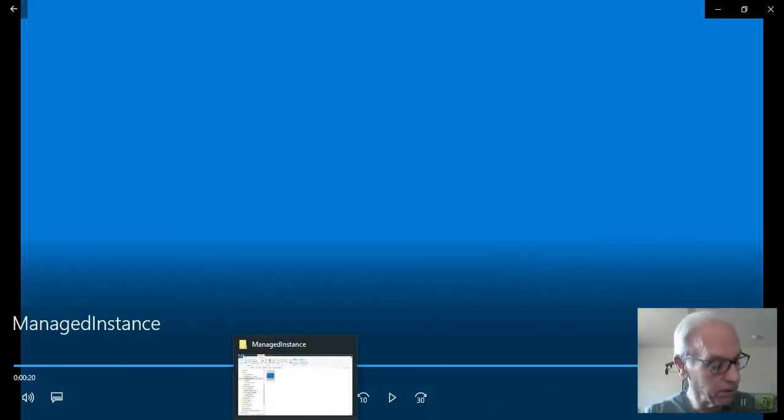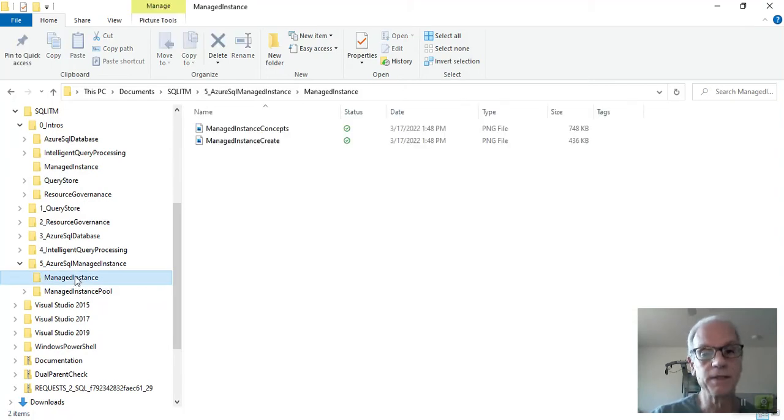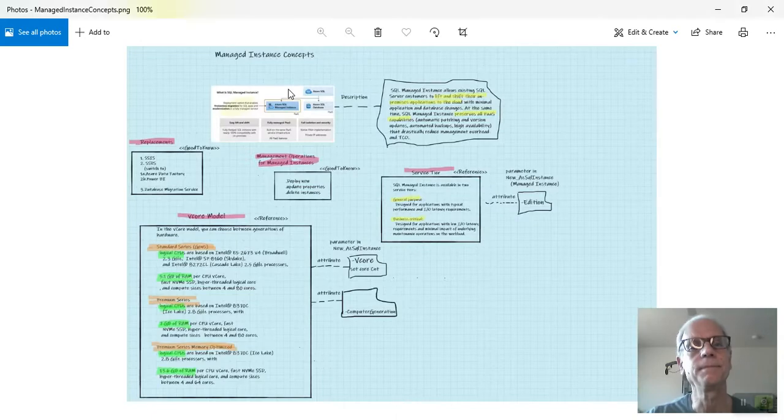Start the timer, within 10 minutes. Okay, go. So let's see here. We'll look at managed instance first. We have two categories for that: managed instance concepts and how to create a managed instance. Let's start with the concepts. So we'll bring that up, and we'll expand it a couple times.